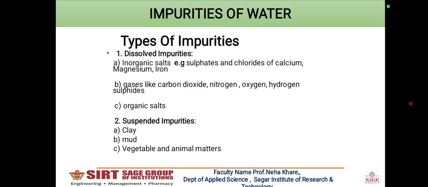And the second is suspended impurities. These include soil, sand, clay, and organic matter such as plant leaves, branches, twigs, animal matter, and also dead waste in the water. The particles have a size at least greater than 1000 angstrom and are also visible. These are the visible impurities, also called suspended impurities.